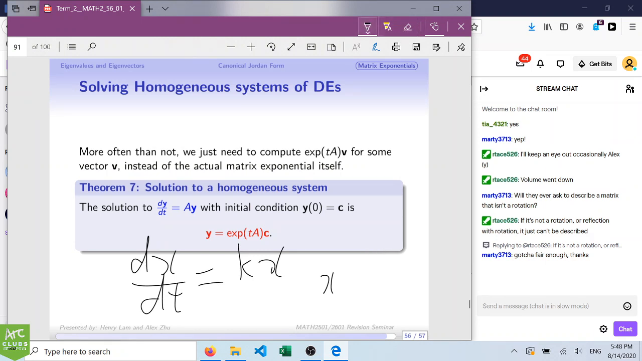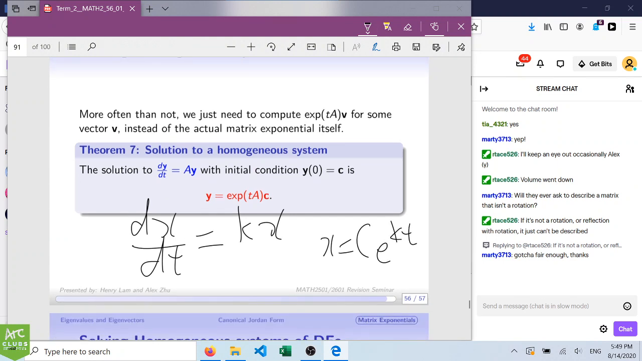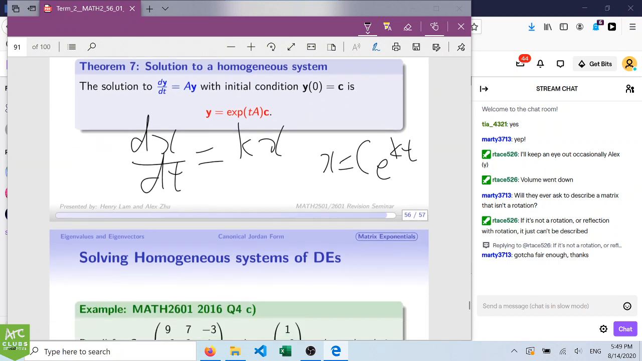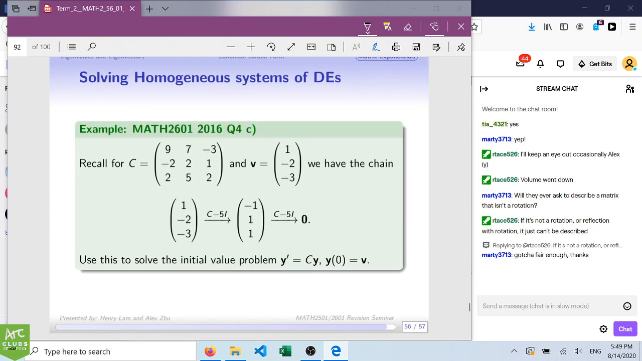Now this is similar, okay? This is not A, let's just use C. Yes, this is very similar, but it's for vectors instead of just single values. So how do we do that?